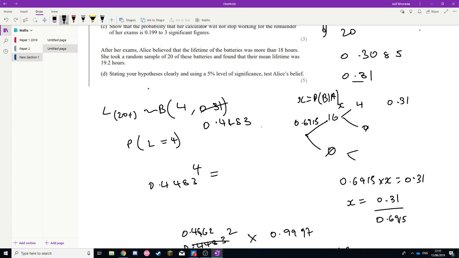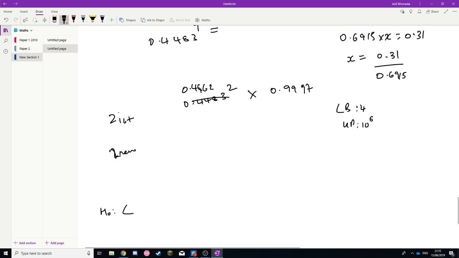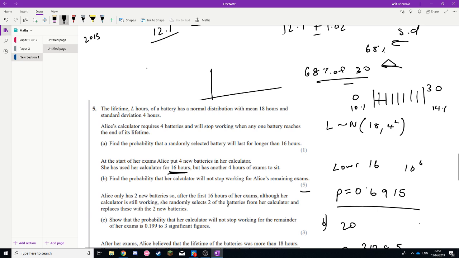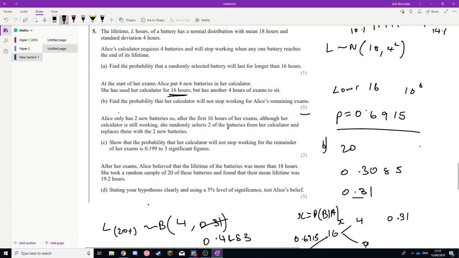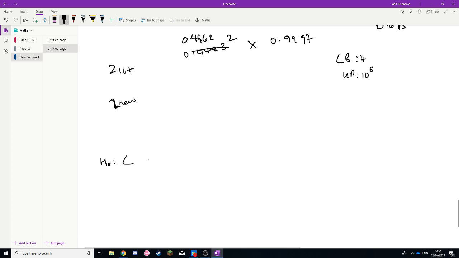So she believes that L. So H null is L is... How does that work? Can I say L is greater than 18, or can I say it's equal to 18? Oh, 18. Sorry, my bad. L is equal to 18 because we're given that the mean is 18. So she believes it's greater than 18, but that doesn't mean it is. H1 is that L is greater than 18. One-tailed test.